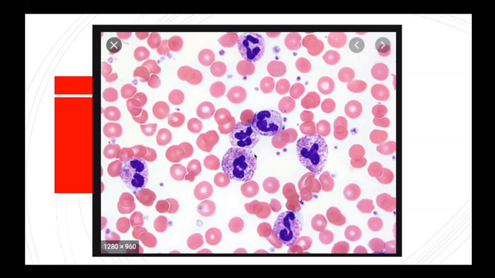Anything else? Ma'am, why is LAP score decreased in CML? Okay, the pathophysiology behind CML is not the release of cytokines, not the release of enzymes or inflammatory cytokines. So basically, toxic granulation is a sign of activity, and you see the granules become coarse.